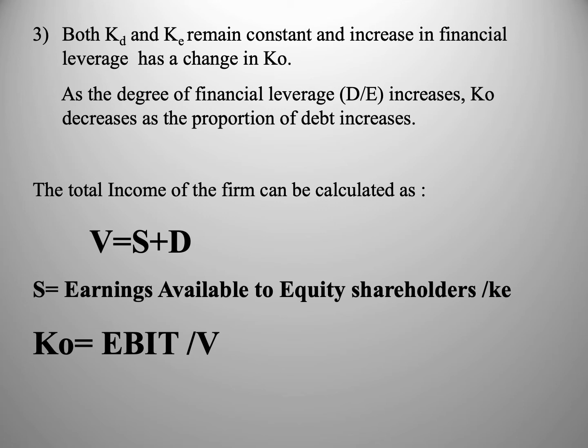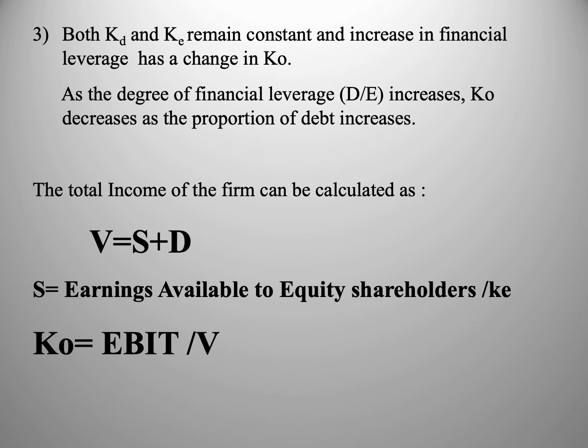An increase in financial leverage causes a change in KO, meaning if there is any change in KO, that is the overall cost of capital, it may be due to the change in financial leverage. It may be due to the change in the use of debt in your capital structure. Financial leverage means how much debt you are using in your capital structure. So as the degree of financial leverage increases, KO decreases as the proportion of debt increases.